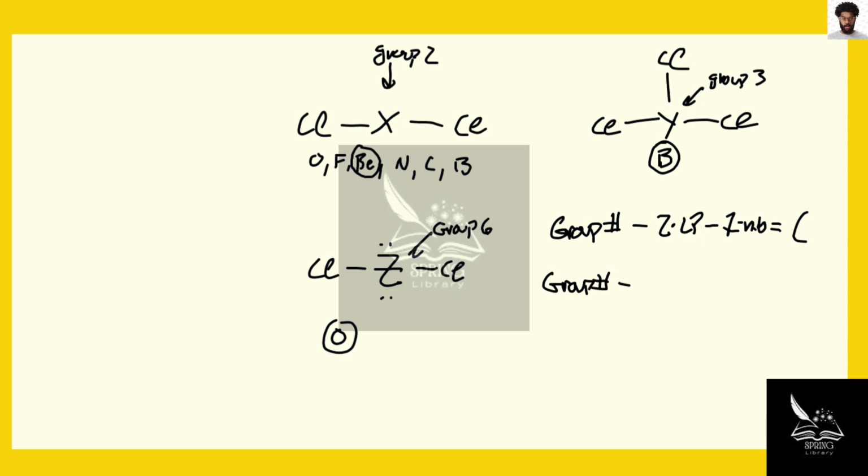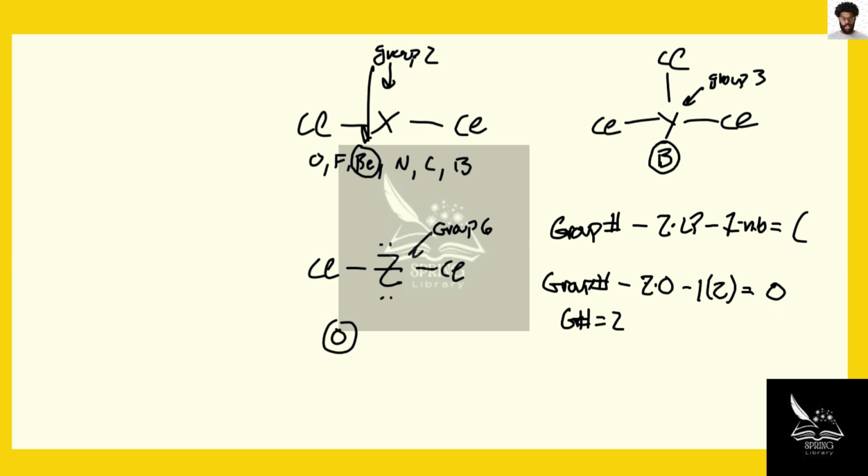minus, for the first one, there's 0 lone pairs, so 2 times 0, and there's 2 bonds, so minus 1 times the number of bonds, which is 2, equals 0. Or if we do a little bit of algebra, you get that the group number has to equal 2. If we solve for group number, it equals 2. And that's how I knew that X had to be in group 2.